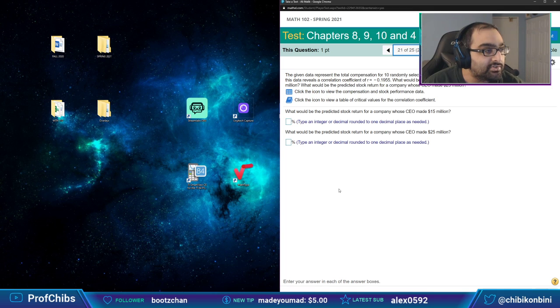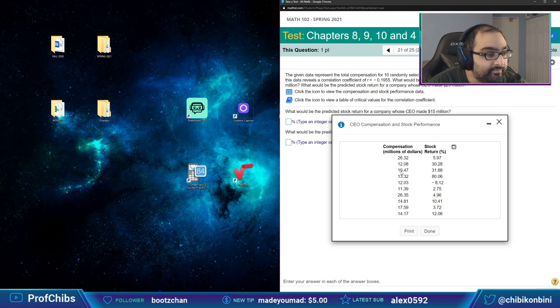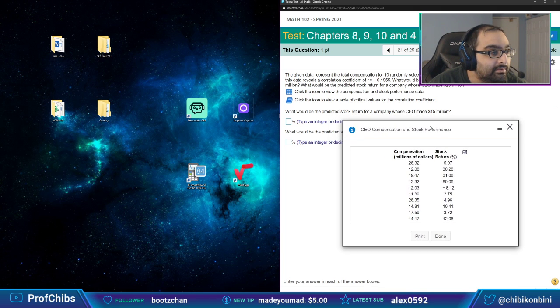Okay, 21 says the given data represents 10 randomly selected CEOs and their stock performance. Analyze the data sets and the correlation coefficient. What will be the predicted stock return for the company whose CEO made 15 million? Okay, so here we have the compensation, and then we needed to figure out the stock return.